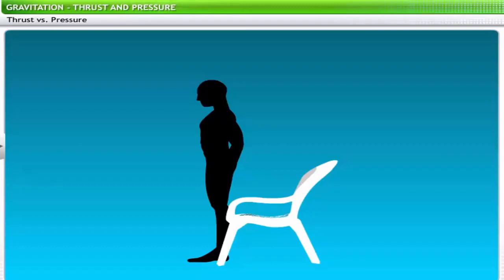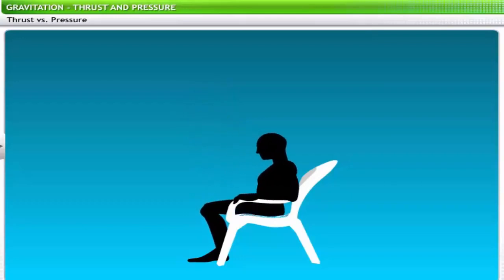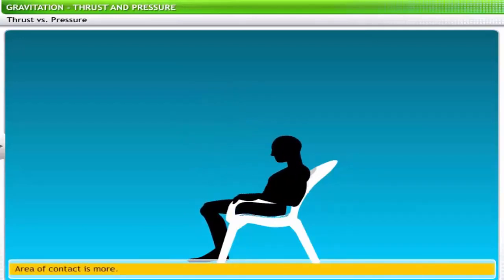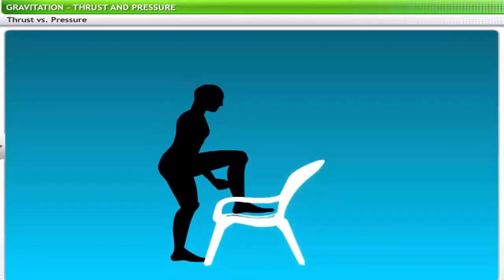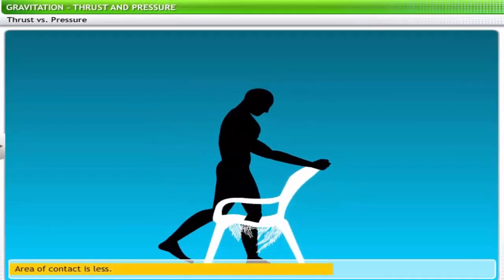Let's look at another everyday example. You may have used chairs in which the seat is created from plastic wire. These chairs are quite safe to sit on. However, if you try standing on such a chair, the plastic wire may give way under the strain.